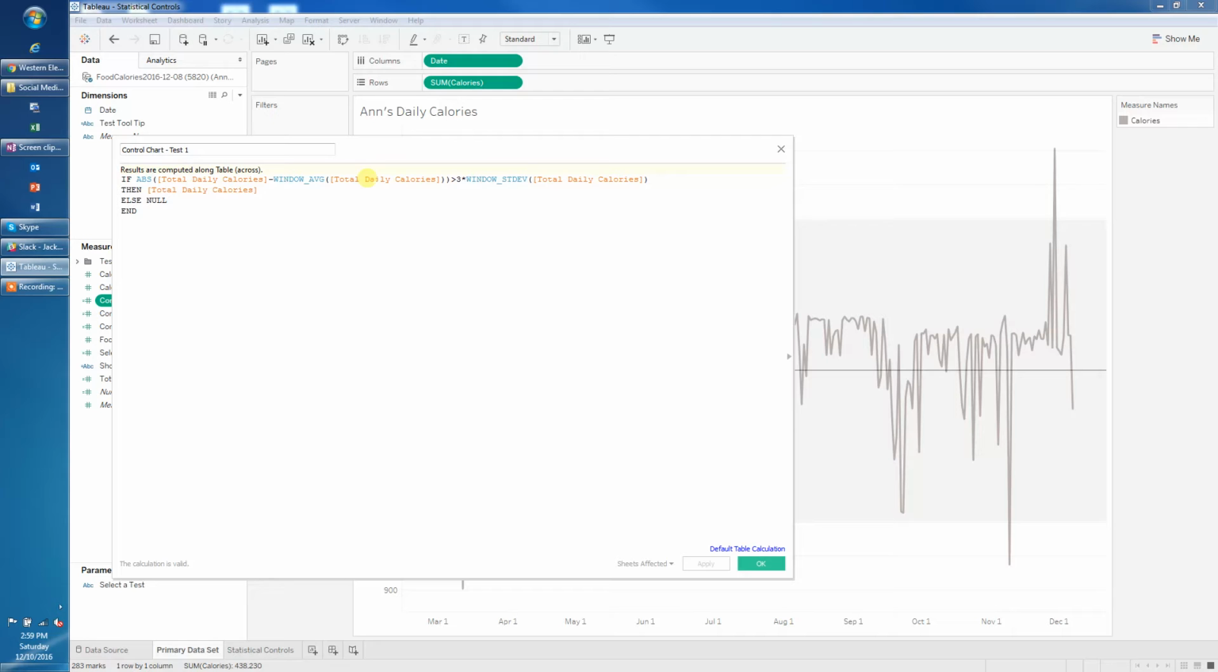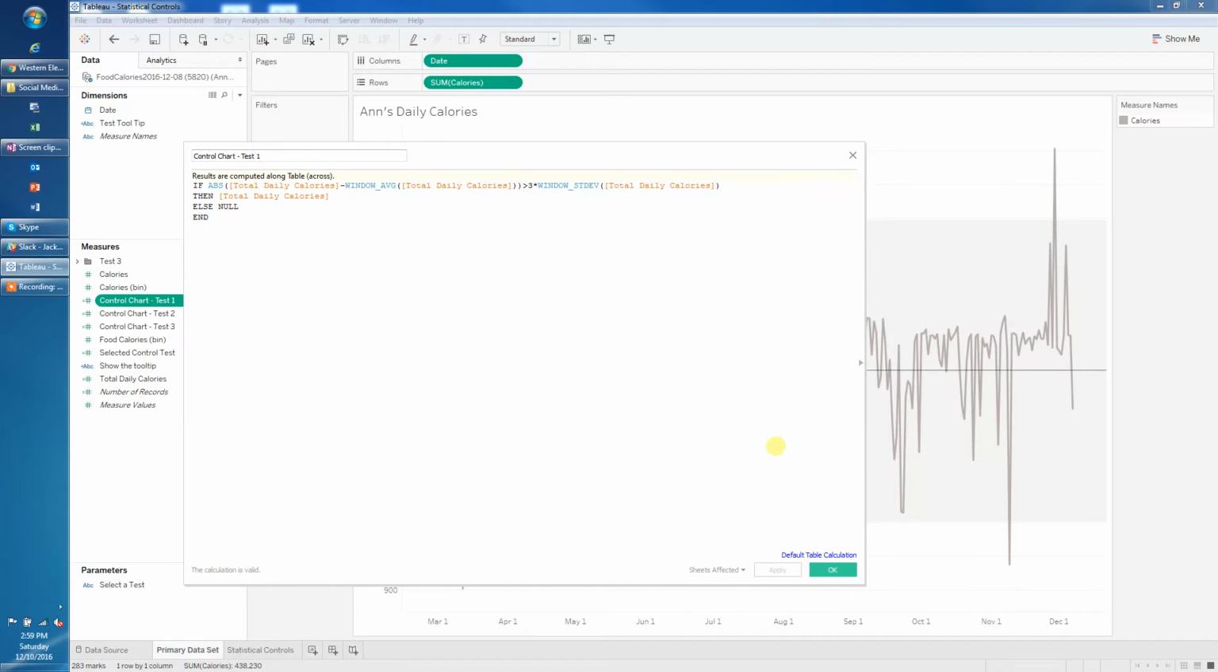and logically saying, is that number more than three times the standard deviation for the same data set? And if that is the case, then we're going to display the total daily calories. Otherwise, we're going to display null. And the purpose here is that we get that plus and minus all in one expression.